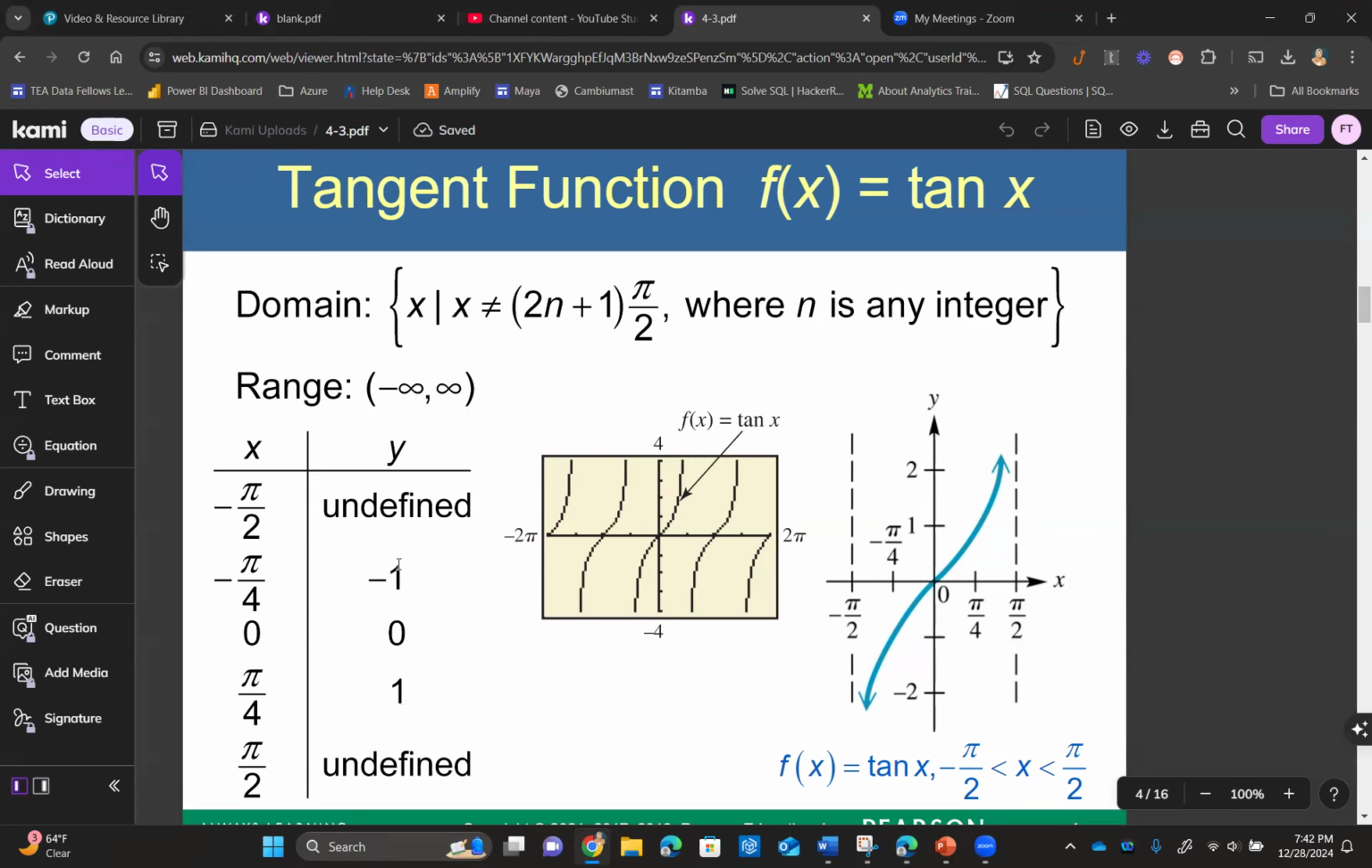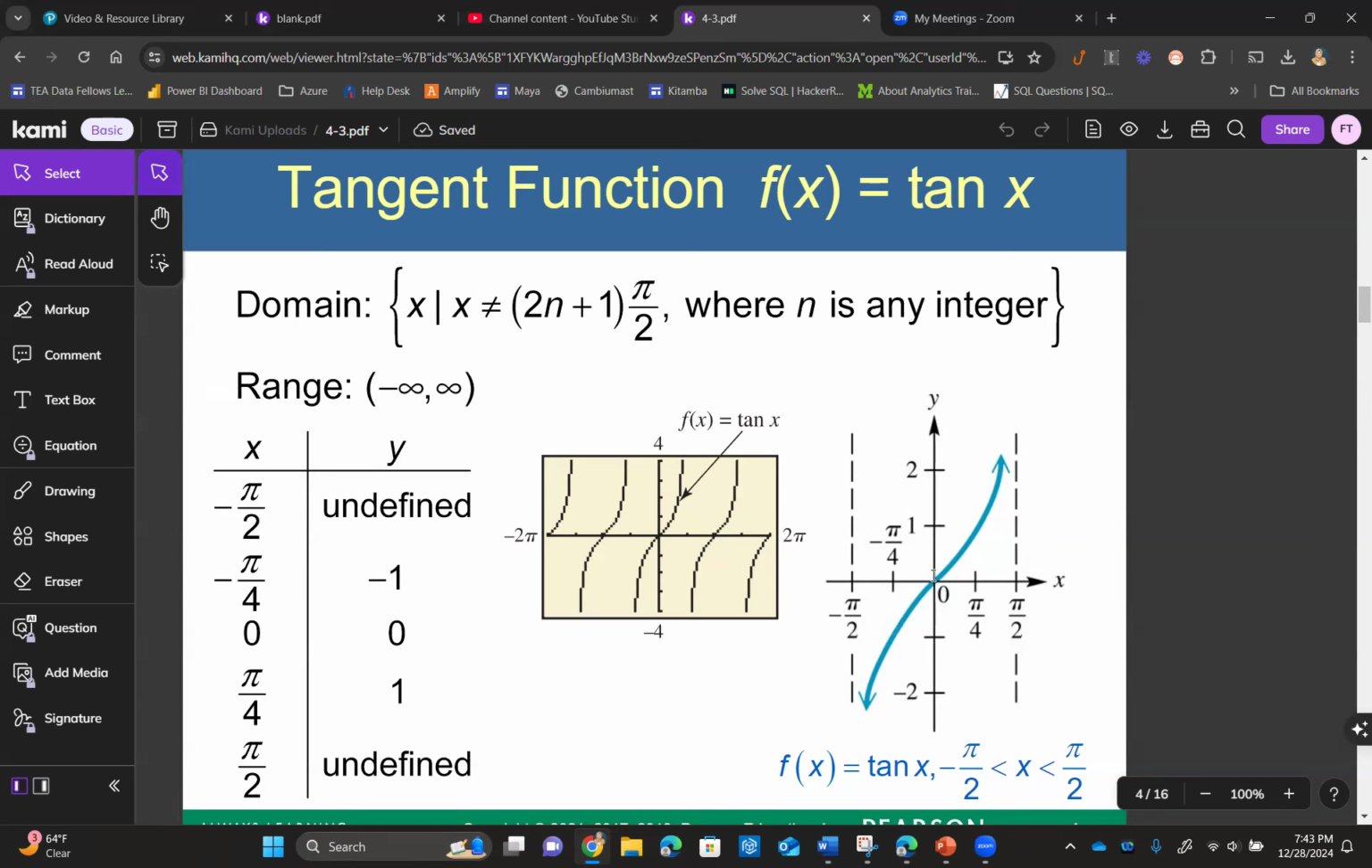Tangent value is equal to 1 when the angle is pi over 4. Tangent value is equal to negative 1 when the angle is negative pi over 4. Tangent value is equal to 0 when the angle is equal to 0. So these are the 5 critical values we can show on the graph. These undefined answers create vertical dashed lines that we call asymptotes. And then negative pi over 4 is going to go to negative 1, and pi over 4 is going to go to 1.